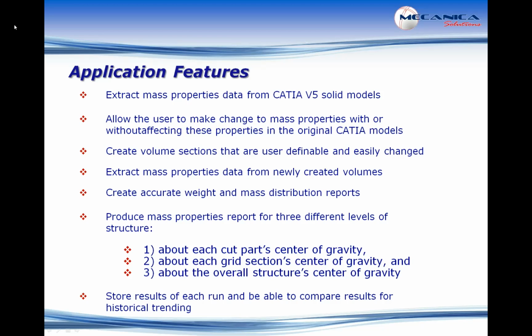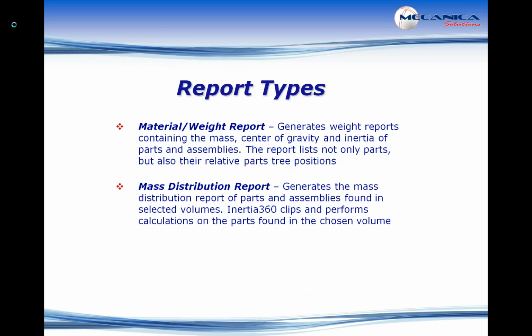We produce mass properties reports for three levels of the structure: about each cut part's center of gravity, about each grid section's center of gravity, and about the overall structure center of gravity. And you'll see this again in my presentation. And then finally, we store the results of each run so you're able to compare them for future and historical trending. Again, the report types that we create are a material and weight report and a mass distribution report.